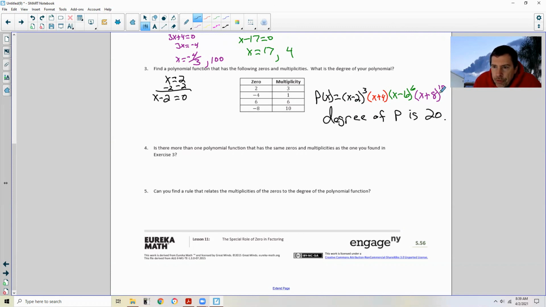Okay, we're not going to find this polynomial because it would be x to the 20th plus some number x to the 19th and all the way down to a constant. And we're not going to do that. Number 4, is there more than one polynomial function that has the same zeros and multiplicities as the one you found in exercise 3?